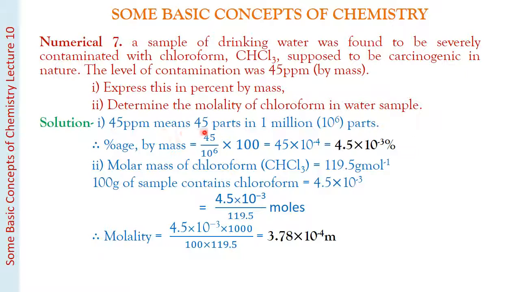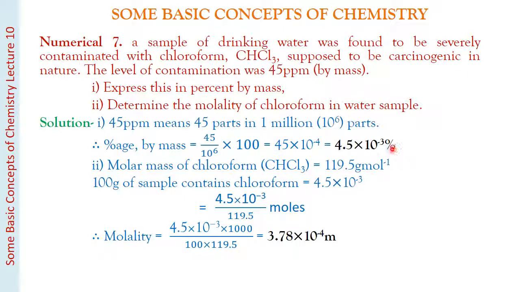So we have 45 ppm. This means 45 parts of chloroform in 1 million parts. And when you have to find the percentage by mass, you have to find this in 100 parts. So percentage by mass would be 45 divided by 10 power 6 into 100. So this would be 4.5 into 10 power minus 3 percent.